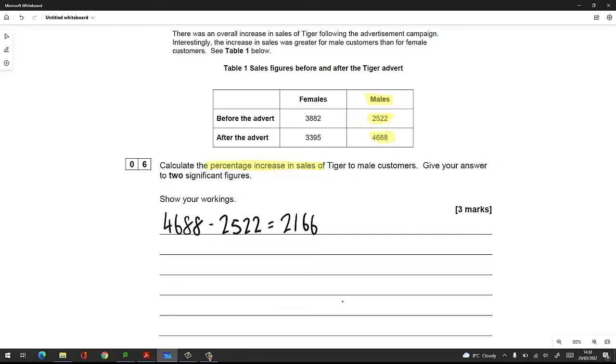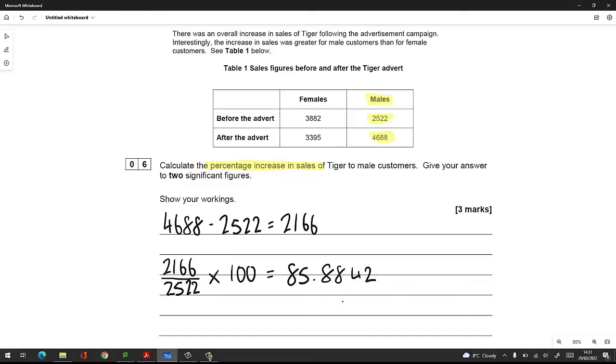We then need to work out what percentage that is of the original figure. So the original figure is 2,522. And so to do that, we are going to divide 2,166 by 2,522 and then times by 100. And that gives us 85.8842.